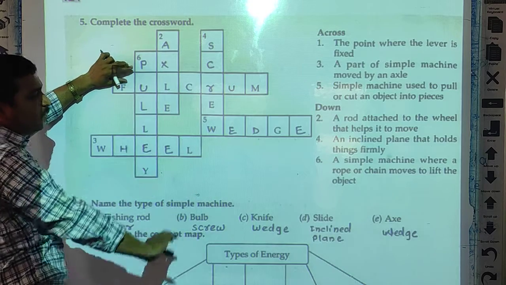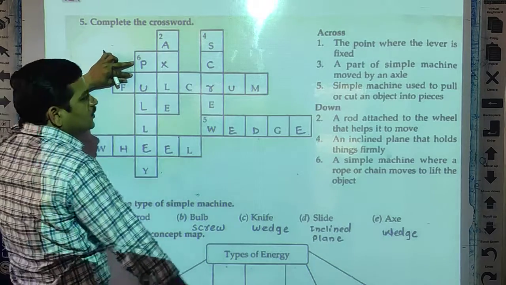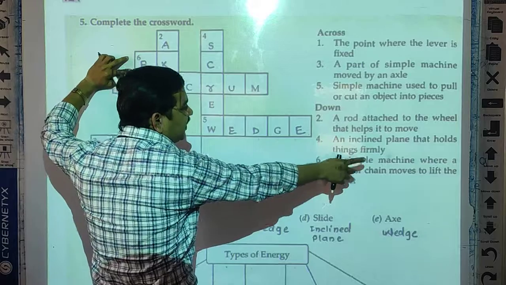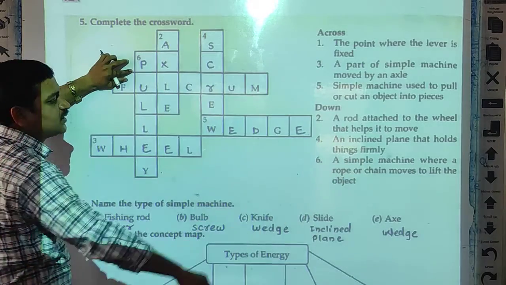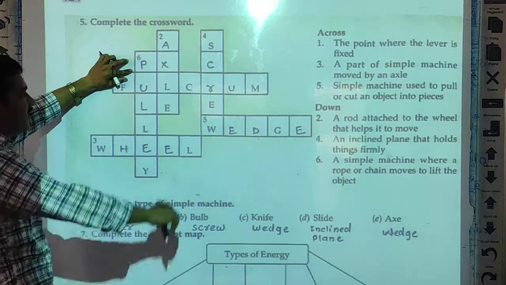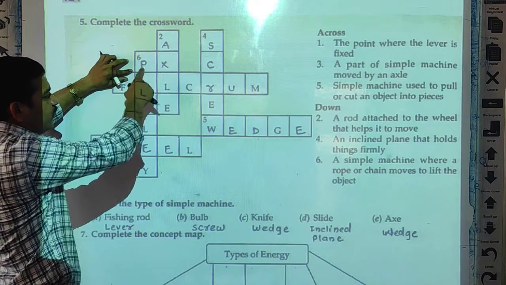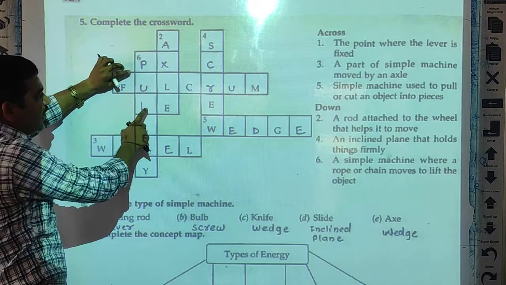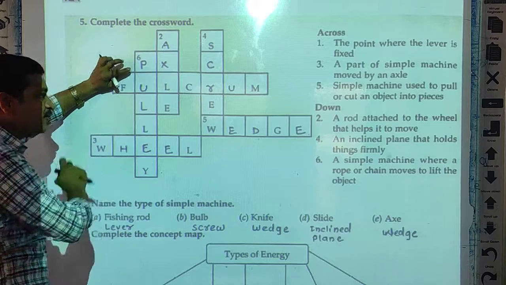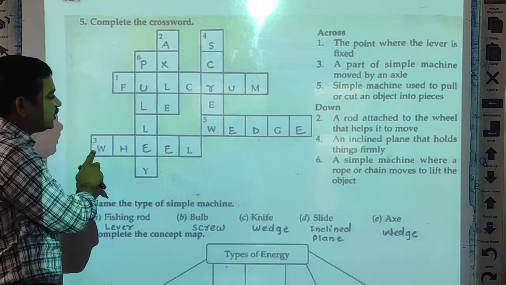Now you can go to the sixth one. Others you can select any one, according to your wish. So now I will go to the sixth. A simple machine where a rope or chain moves to lift the object. What is that called? That is called the pulley. P-U-L-L-E-Y. Pulley. Okay, students.